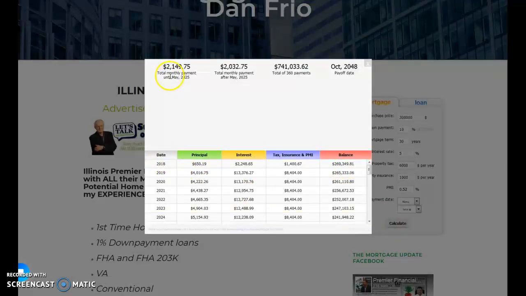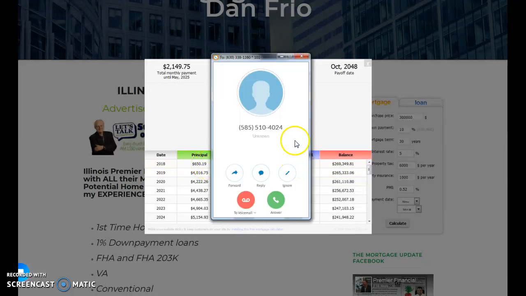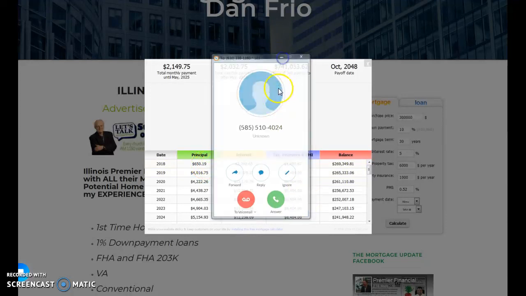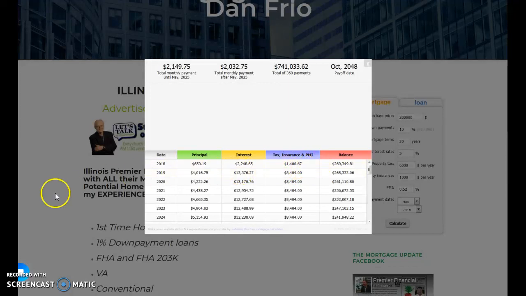It's going to give you and break down what your payment would be. Right here, your monthly payment, including everything, would be $2,149.75. And it breaks it down for you right here. That's your principal, your interest, and then your PMI and everything else. So that is that section right there.